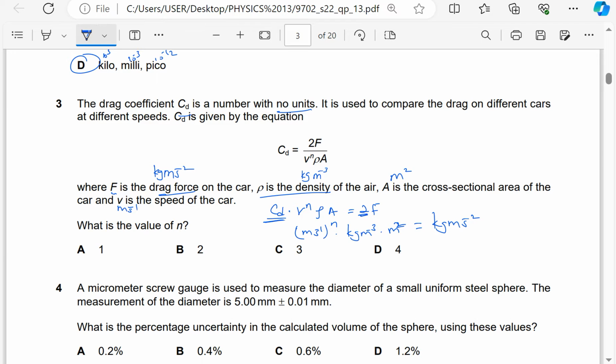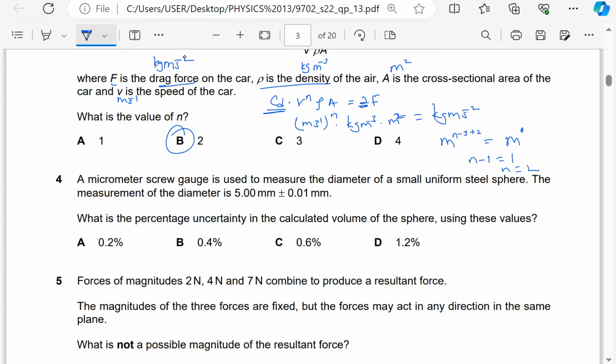I will easily use M power N. So M power N is going to be equal to, okay, I'm adding up the powers because of multiplication, so it is M power N minus 3 plus 2. On the left hand side I have M power 1. So it means N minus 1 equals 1, which means N should be equal to 2. So my answer here is going to be B. N should be equal to 2. I equated the powers of M.